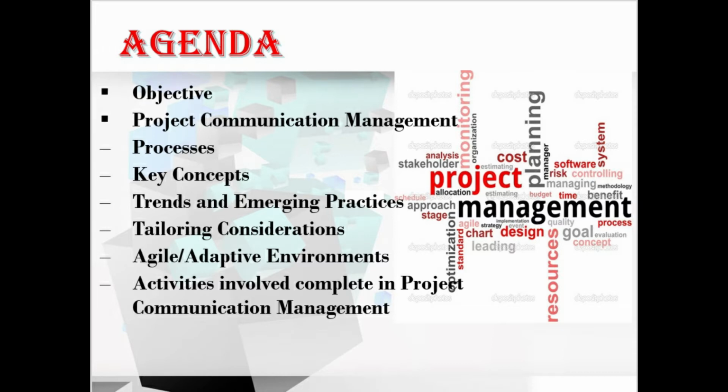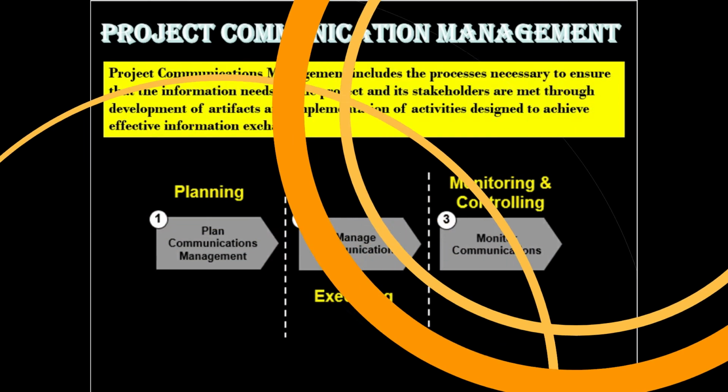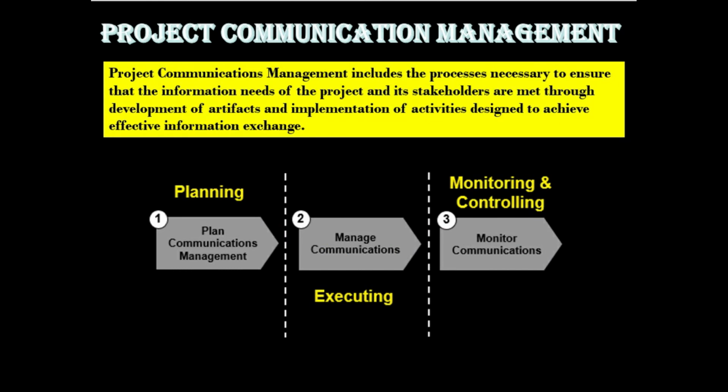Let's start with first, what is communication management. Before discussing these topics, we will discuss its definition as per the PMBOK. Project communication management includes the processes necessary to ensure that the information needs of the project and its stakeholders are met through the development of different artifacts and implementation of different activities designed to achieve the information exchange. It's mainly the exchange of information between the stakeholders. This knowledge area is important in project management as it deals mainly with the communication between all the stakeholders. Hope you understood this.